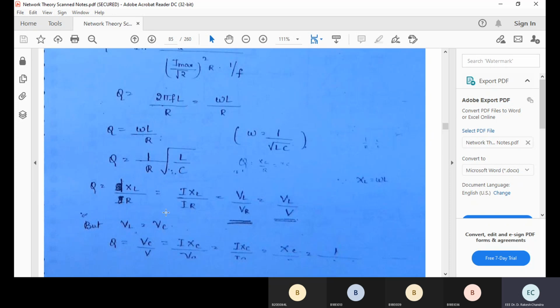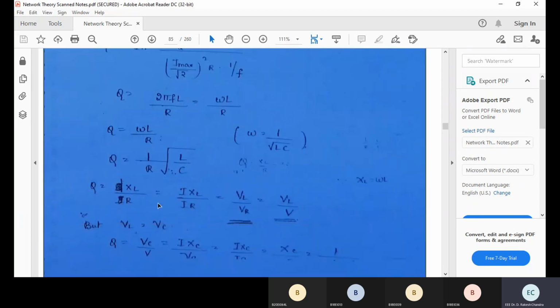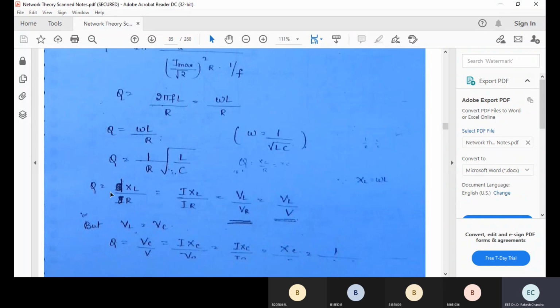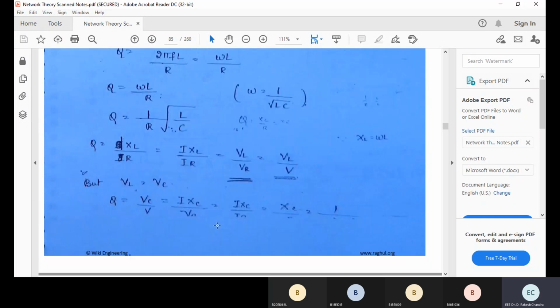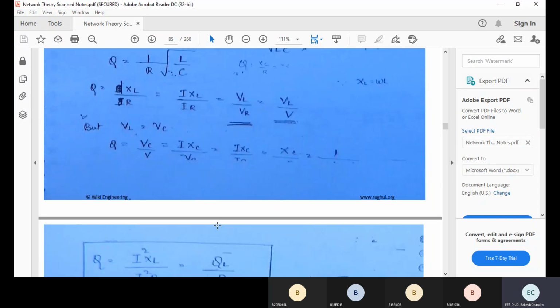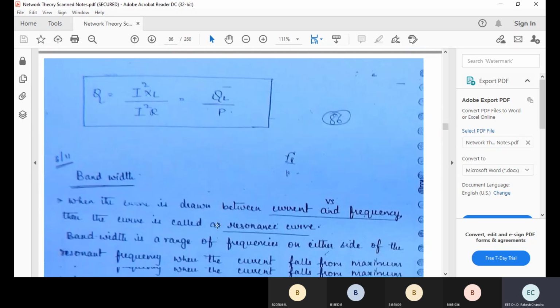You do not require all these derivations, but you must know the formula to solve the problems in the GATE or any competitive exams. Your quality factor formula is Q is equal to XL by R, your inductive reactance by resistance. Otherwise, you can call it as VL by VR. For series circuit, current is same. So you can write this as I into XL by I into R, which is VL by VR. At resonance VL is equal to Vc.